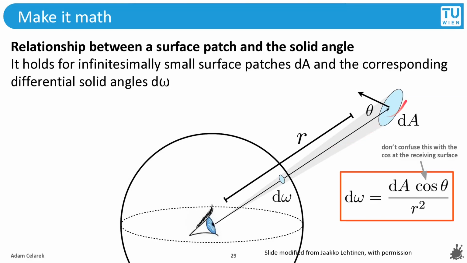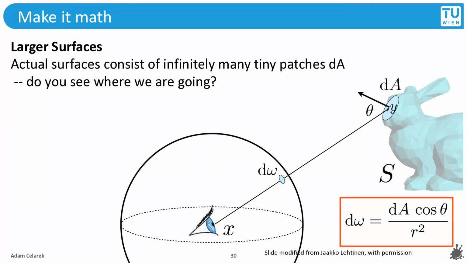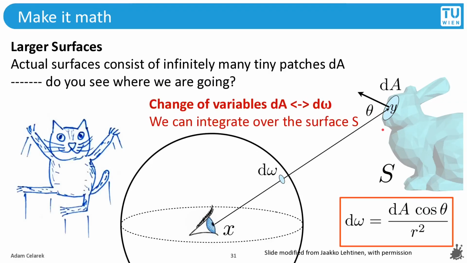The relationship between the surface patch and the solid angle can be described using this formula. Don't confuse this cosinus with the cosinus of the receiving surface, which would be here. This cosinus is measured over here. This relationship holds for infinitesimally small surface patches dA and the corresponding solid angle d omega. For larger surfaces, we would have to integrate over the whole surface and use many small tiny patches dA. Do you see where we are going? Towards change of variables, from dA to d omega.